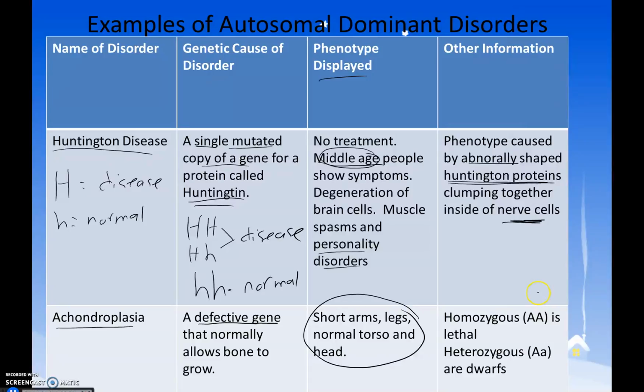They don't grow to proper length, and that's why we see this. Torso and head, they're not made of long bones, so they grow to normal size. What we have found with this is if a baby is conceived and got a dominant allele from both parents, that baby doesn't survive long enough to be born. That would be a miscarriage.